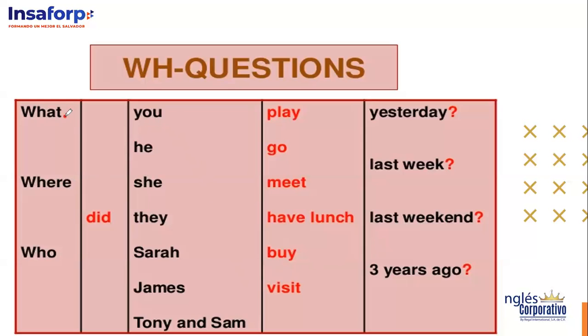Miriam, what did you buy 3 years ago? I bought my house 3 years ago. I bought. Excellent. The past of buy is bought. Bought. Okay.